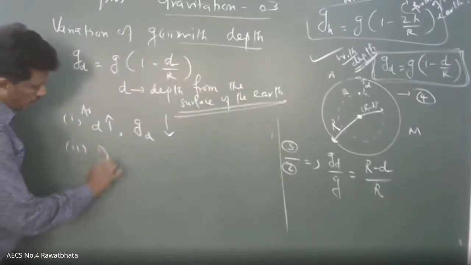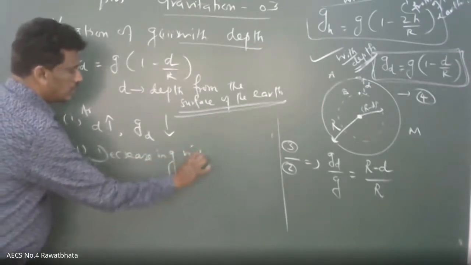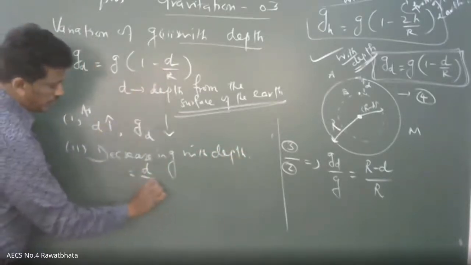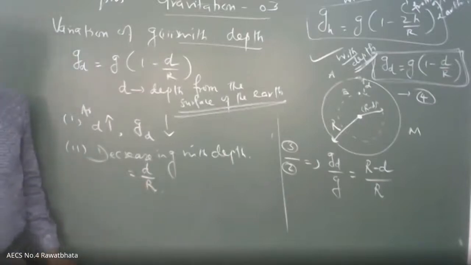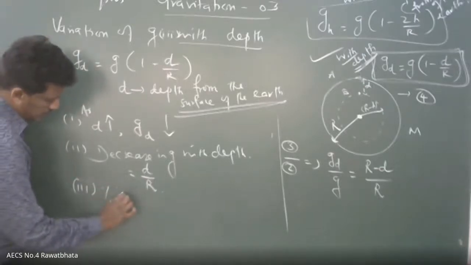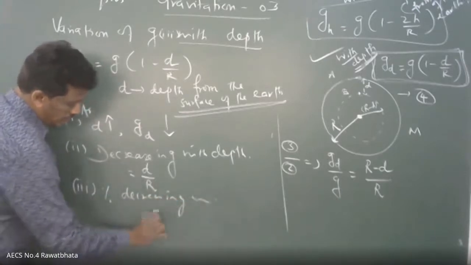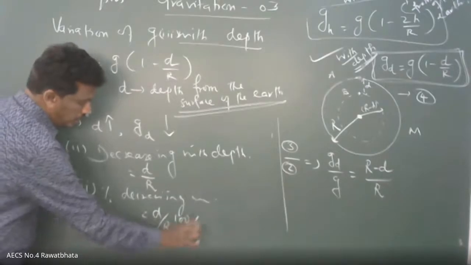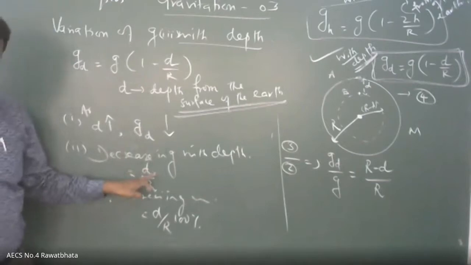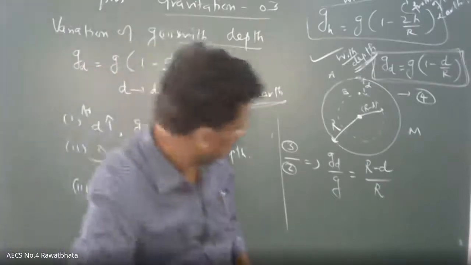Second point. What is the decrease in g with depth? How much will come? D by R. Now, third, percentage decrease in g with depth. Yesterday I explained: change in value upon original value into 100. You put it, simplify, and you will get D by R.